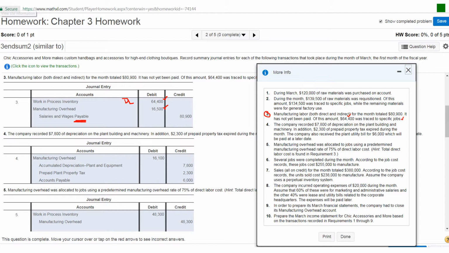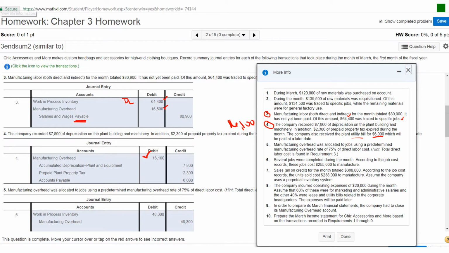Transaction number 4 says the company recorded $7,800 of depreciation on the plant building, and in addition $2,300 of prepaid property tax expired during the month. The company also received the plant utility bill for $6,000, which will be paid at a later date. So guys, all this stuff is overhead because it's all that indirect cost. It's not specifically traced to a job. So if you add up these costs, 7,800 plus 2,300 plus 6,000, that's $16,100. You're going to debit all that into overhead.